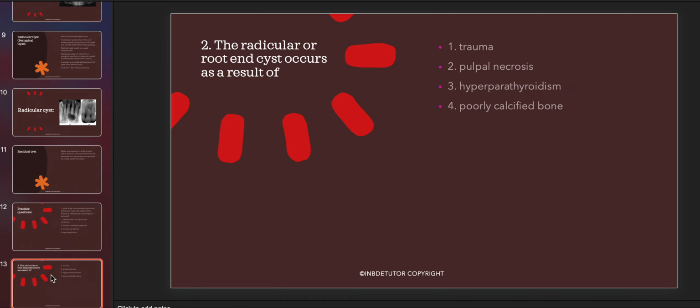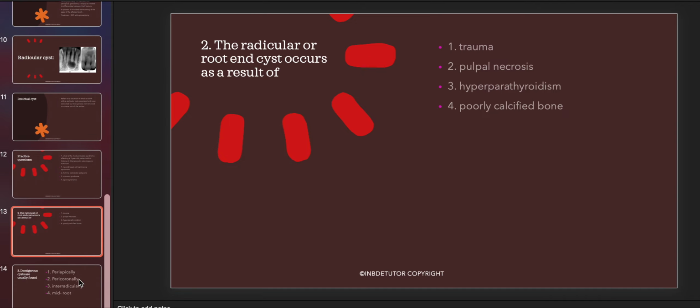Now, the second question is, the radicular or the root end cyst occurs as a result of what? Here we are talking about the radicular cyst. I already mentioned in the slides that the associated teeth are non-vital, and any test that we perform on the tooth will be negative. So it means there is pulp necrosis happening. So the answer for question 2 is 2.